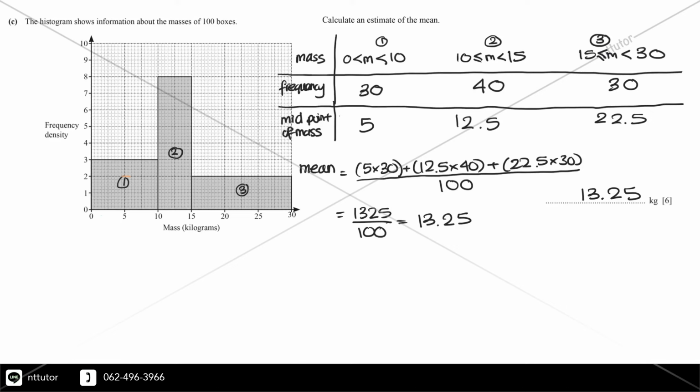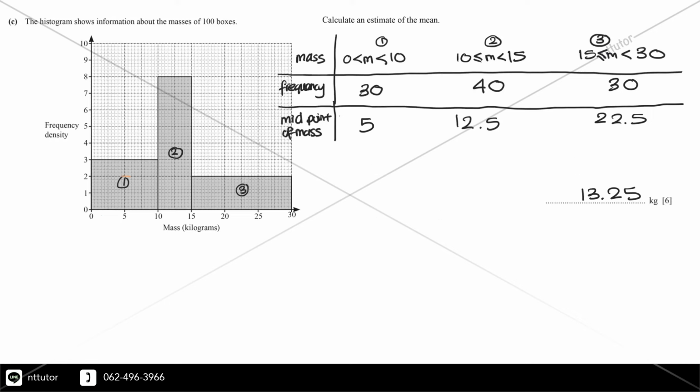And because the answer is exactly 13.25, we don't need to round it. We only answer to 3 significant figures when we have to round the value. For this one, it's unnecessary, so the answer is just 13.25.